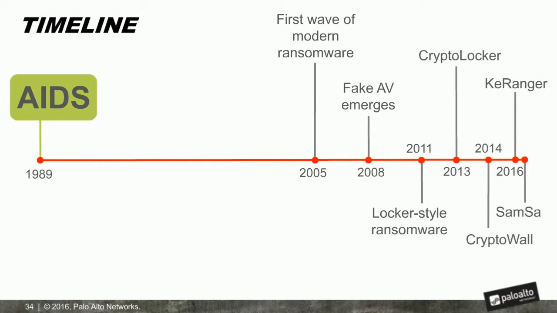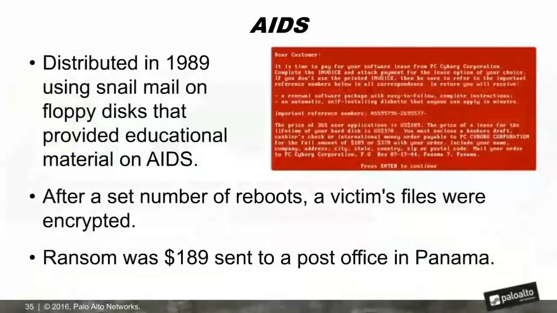If we're trending ransomware and we look at a timeline, we have to go all the way back to 1989 for what was called AIDS ransomware. This is a time before the term ransomware was popular. The AIDS ransomware was distributed in 1989 using regular postal mail on floppy disks that provided educational material on AIDS. After a set number of reboots, the victim's files were encrypted, and the ransom was $189 that you had to send to a post office in Panama.